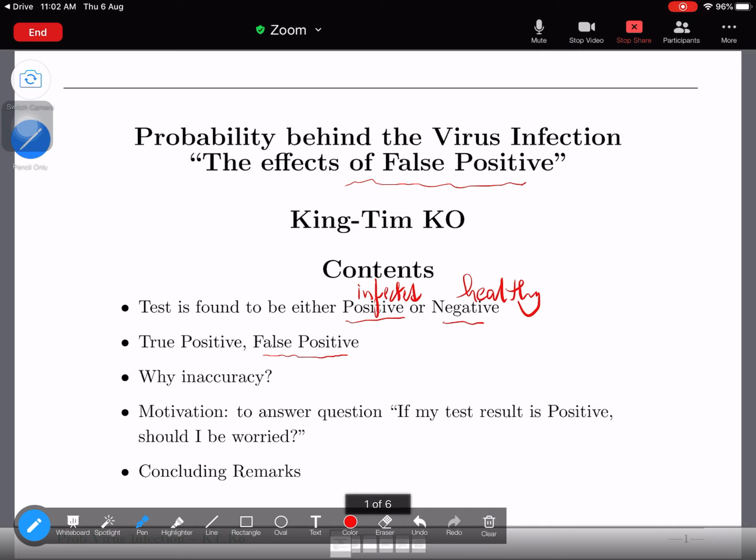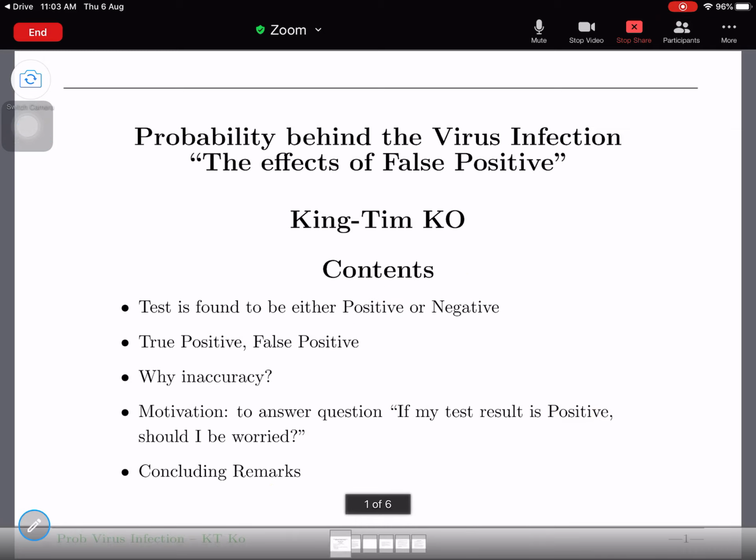The motivation today is to answer the question: if I have tested positive, should I be worried? Should I believe it? In fact, I will show you that it very much depends on the infection rate. And in the concluding remarks, we will look at the case of universal testing. So let's move forward.